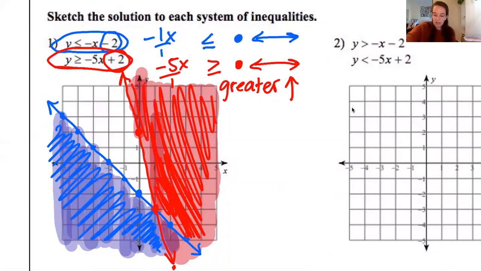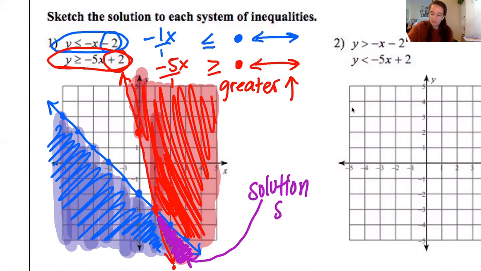But I can see right here, there is both blue and red, making that purple color. Blue and red. That is my answer. So I'm going to go ahead and draw an arrow, and I'm going to say this is my solution set. That's where all of my solutions are. Not the red, not the blue, but the purple where they overlap. Okay. That's my solution set.